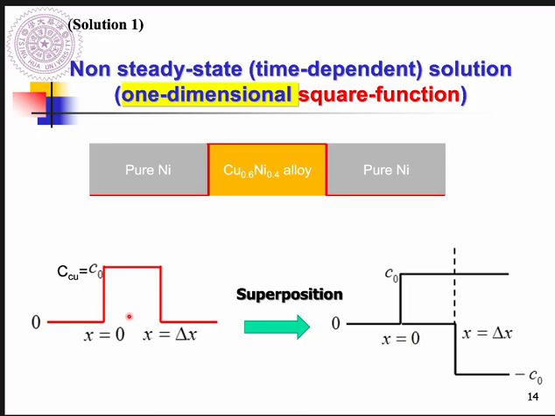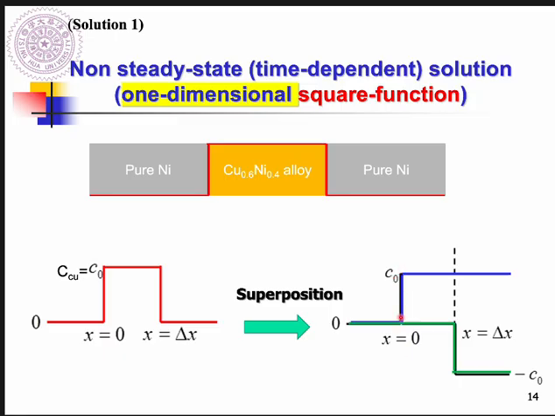So can we use superposition to get this square function, using the step function, since we already know its solution? So we use this green line superposed with this blue line. The blue line is actually a step function, and this green line is also a step function. So let's check whether these two step functions can form this one square function.